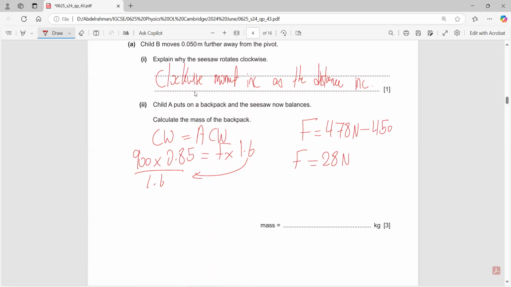Can I find the mass? Yes. Mass equals weight over g, so it's 28 divided by 9.8. The mass would be 2.8 or 2.9 kilograms. This is the total mass of the backpack on its own. 2.9 kilograms. It's a very neat question.